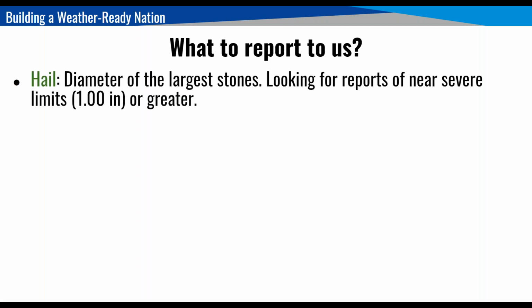Well, let's start off with hail. When we're taking a look at hail, we're looking at the diameter of the largest stones. We're typically looking for reports of near severe limits or above. So as I mentioned earlier on, we're looking at severe thunderstorm warning being issued for 1 inch or greater hail. So that is going to be the size of a quarter. So any reports of hail 1 inch or greater.